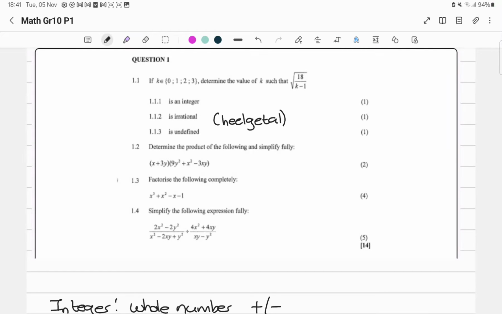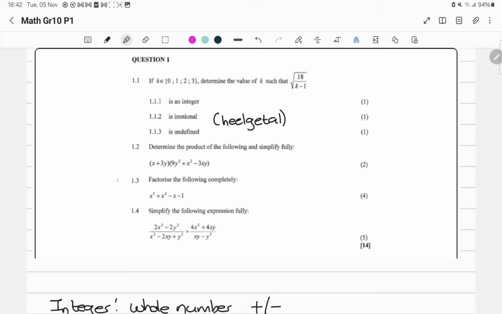So this is the first video of a preparation for the November exam, and in this video I want to look at question 1. If we look at question 1.1, it says if k is an element of 0, 1, 2 and 3, determine the value of k such that the root of 18 over k minus 1 is an integer, an irrational number and undefined.